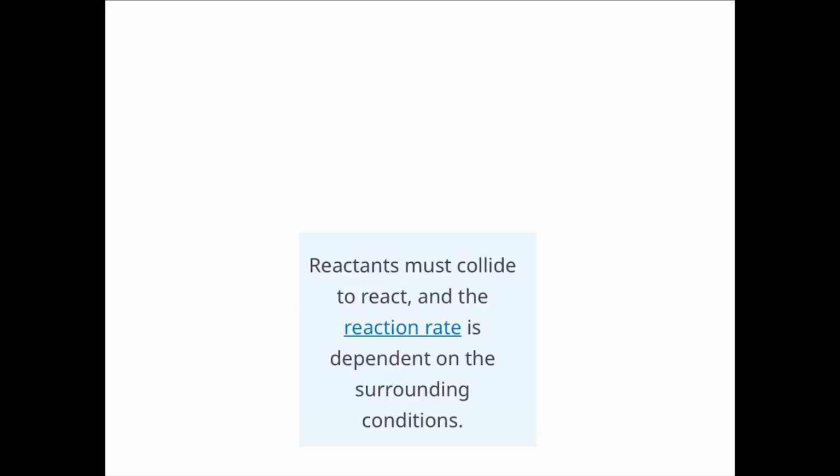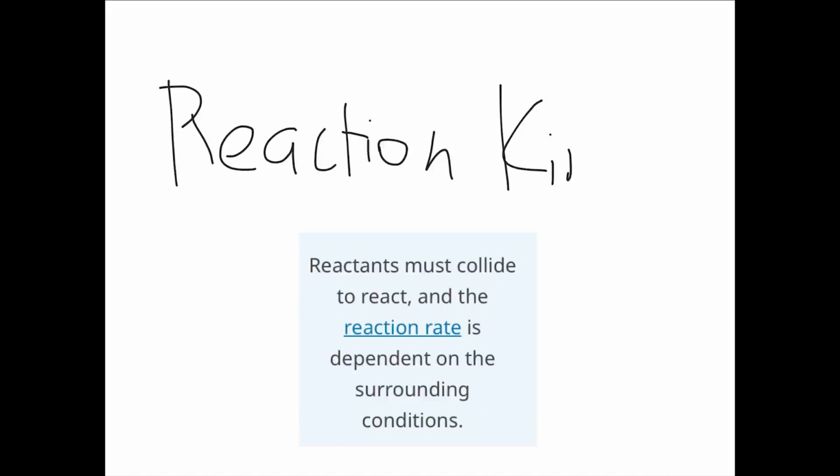This video is going to go over the first big idea of British Columbia's Chem 12 curriculum, which states that reactants must collide to react, and the reaction rate is dependent on the surrounding conditions. So we're going to call this unit Reaction Kinetics.